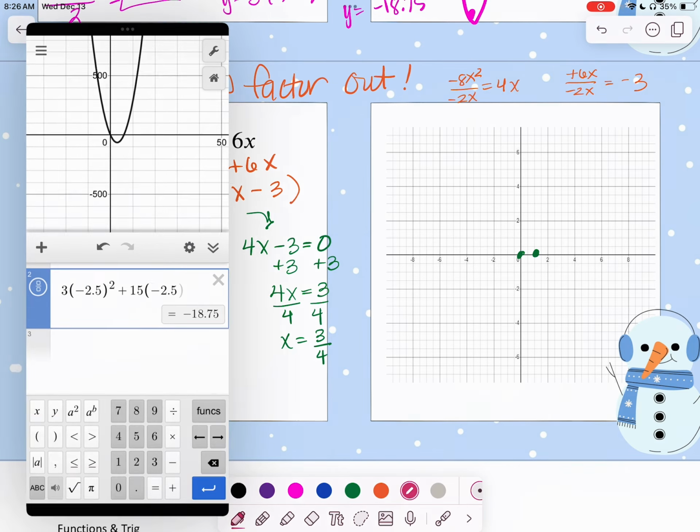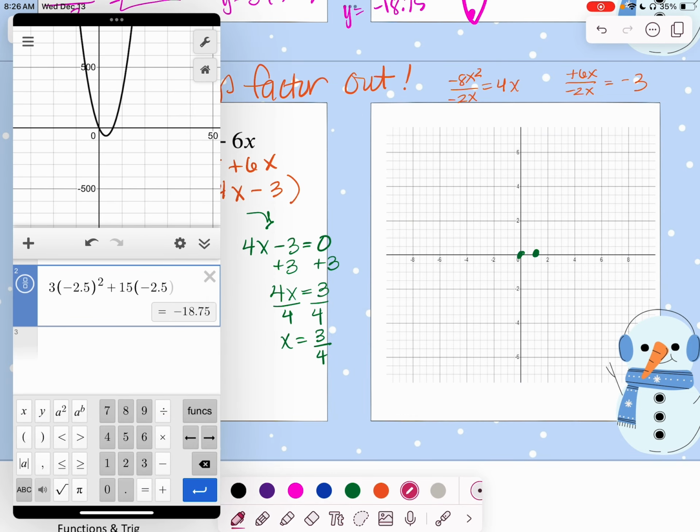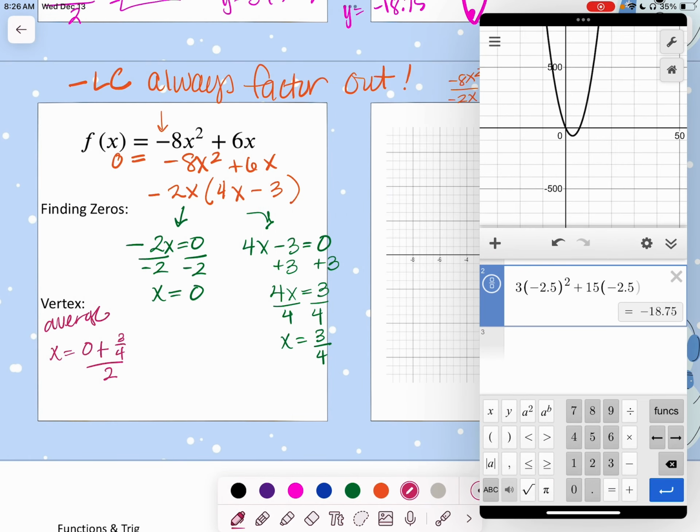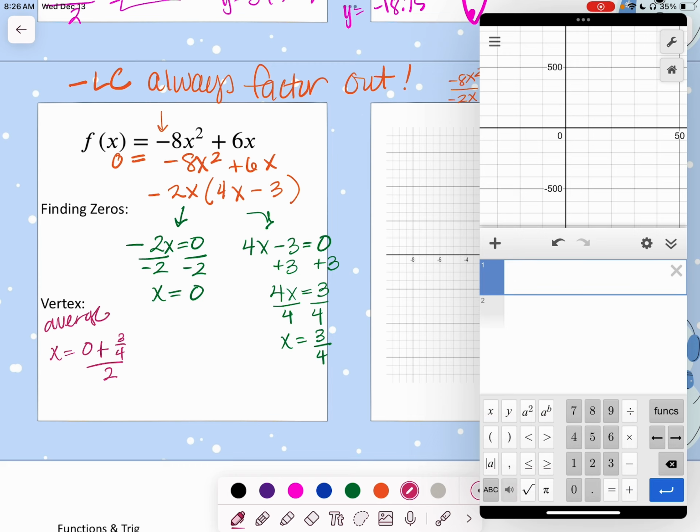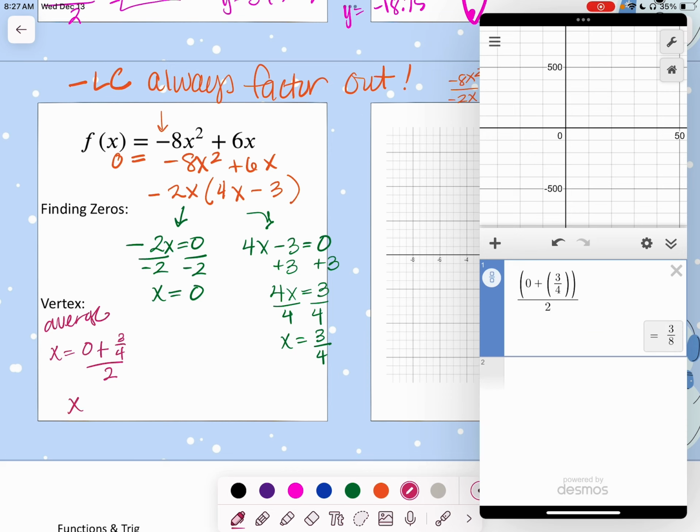I've got my graph over here. Do I have to take the test too? Okay, so 0 plus, you can just type it in like this. Whoops. That's easy. And then divide by 2. So this is 3/8 if you'd like to write it like that.